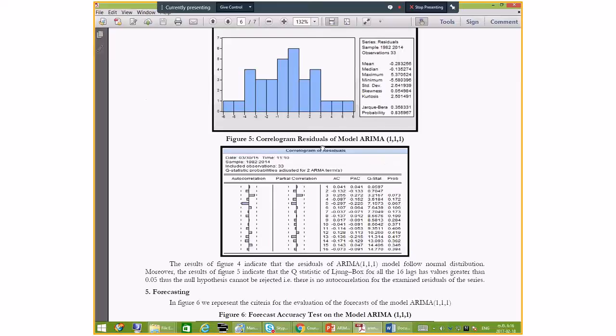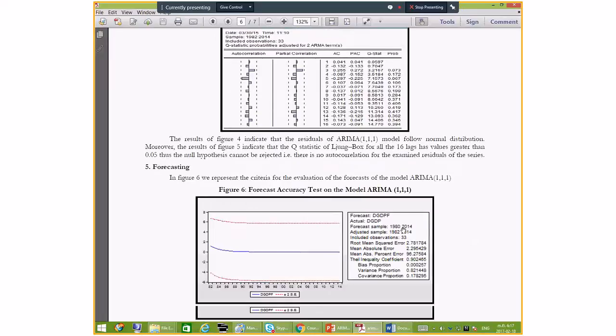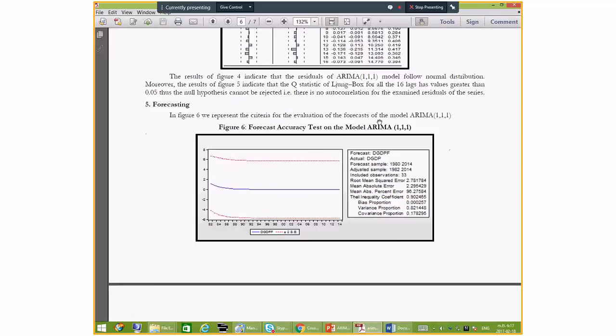Also the correlogram of the residuals of the model, these values should be greater than 5%. If it is greater than 5%, it means there is no autocorrelation issue. If there is no autocorrelation issue, then the model can be used for forecasting. If in our example there is an issue, then we can't use this model for forecasting.